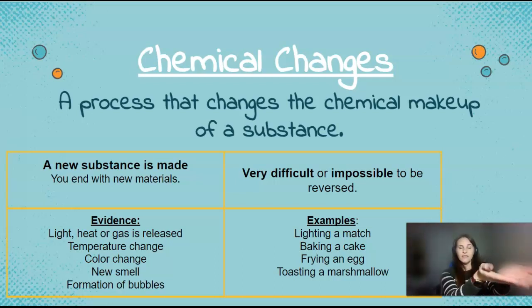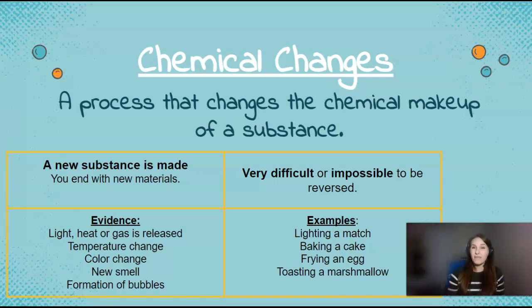I stick it in the oven, and I bake my cake. In the end, I have something new. I don't have these individual materials or substances anymore. Now I have cake. Something new was formed. Can I take that cake and separate back out the chocolate and the milk and the eggs and the sugar? No, there's no way to undo it. It's impossible to reverse the change that took place.